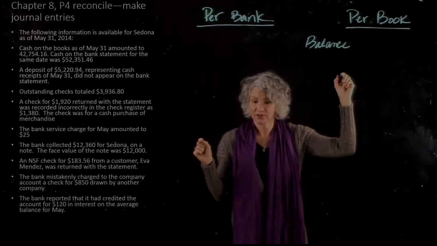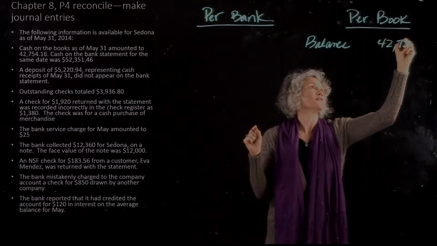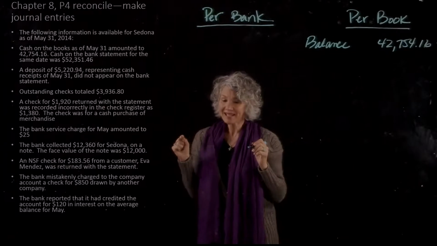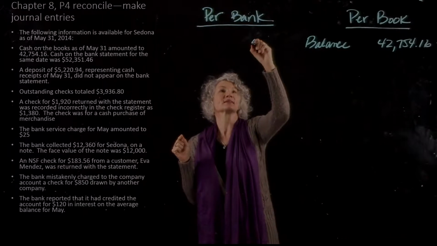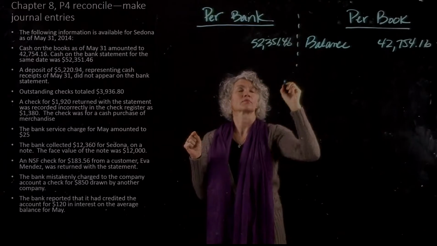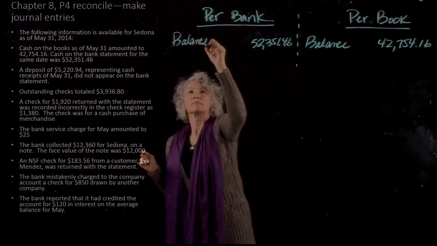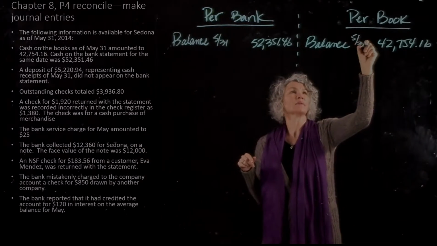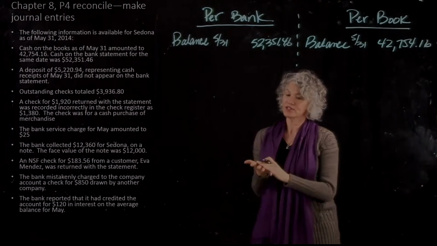Our general ledger says that we have $42,754.16. Okay, and then the bank statement came and it says we have $52,351.46. And this is all at May 31. We think we've got this much at May 31. The bank thinks we have this much at May 31. Okay, so here's some things we know.